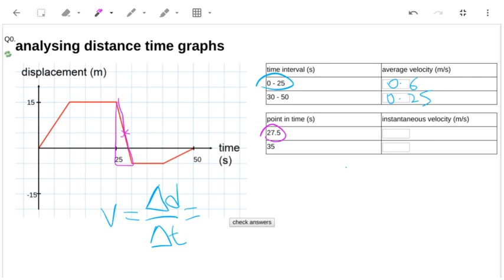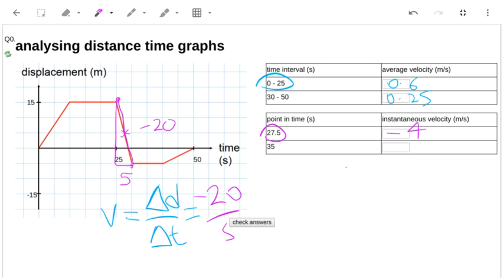So I've taken from 25 seconds up here to 30 seconds. Now in this case, the distance is going from a positive to a negative. So my change in distance is -20, and it happens over 5 seconds. So once again, velocity is distance over time, -20 over 5, which is -4.